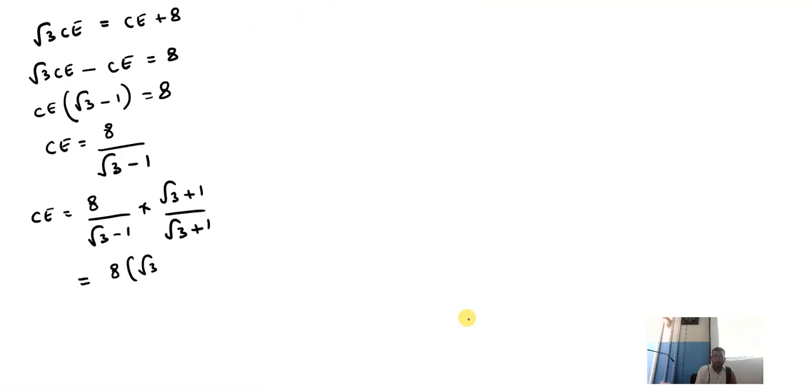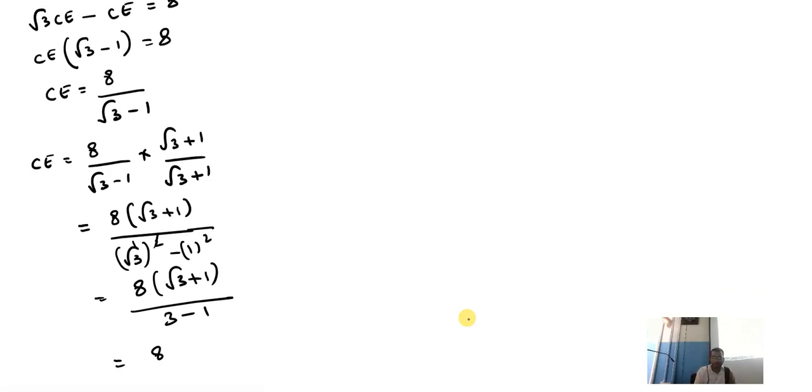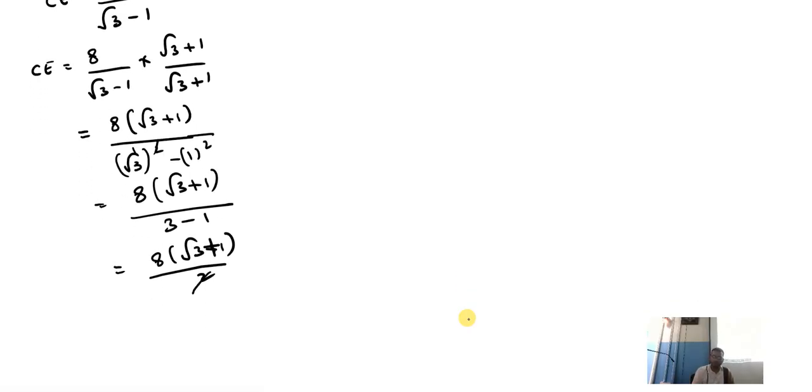Numerator with numerator 8 into root 3 plus 1, denominator with denominator a plus b into a minus b is a square minus b square. That is 8 into root 3 plus 1 divided by root 3 squared minus 1 squared, so 3 minus 1 is 2. Then if you cancel, 2 ones are 2, 2 fours are 8, the value is 4 into root 3 plus 1. This is the value of CE.